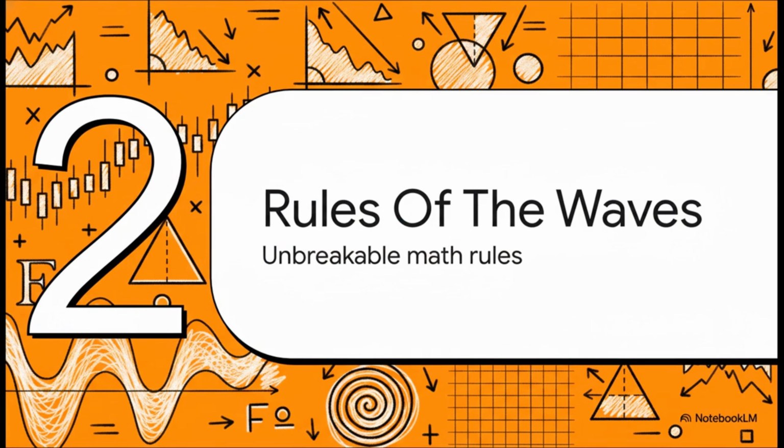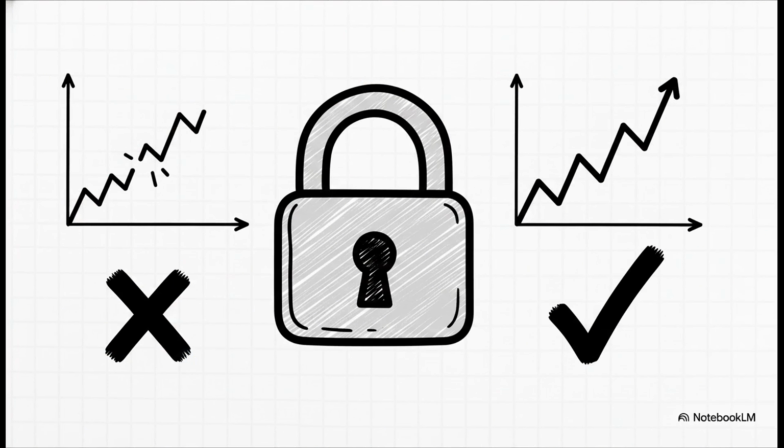All right, moving on to part 2, rules of the waves, the unbreakable math behind the movement. Now, we can't just draw lines wherever we want. This analysis builds on strict mathematical rules to keep us grounded in reality. The source emphasizes a few totally unbreakable markers. For instance, wave 2 can never ever fully erase the progress of wave 1.